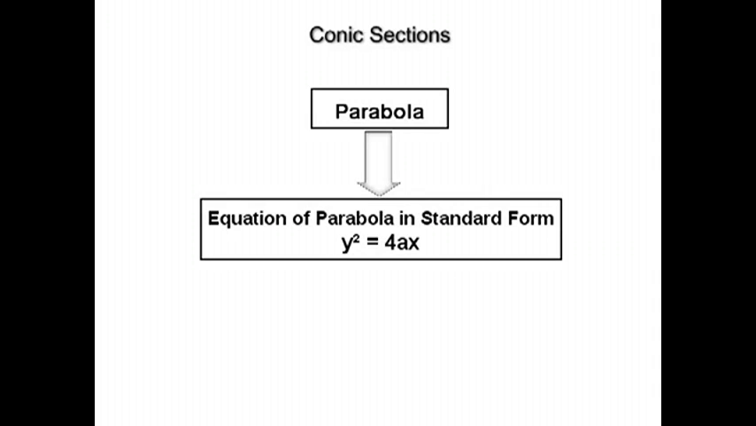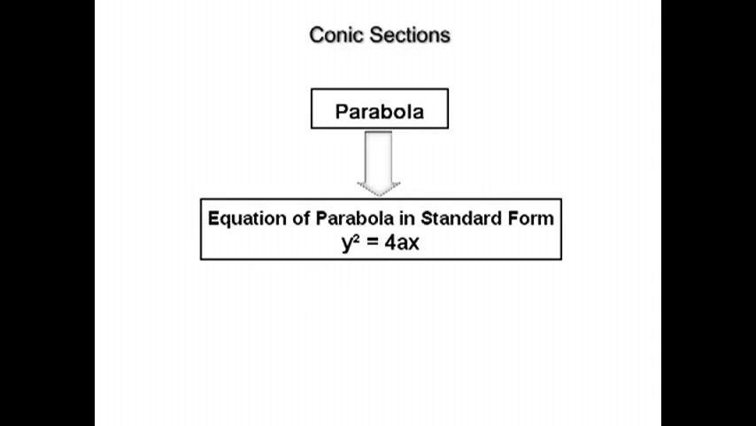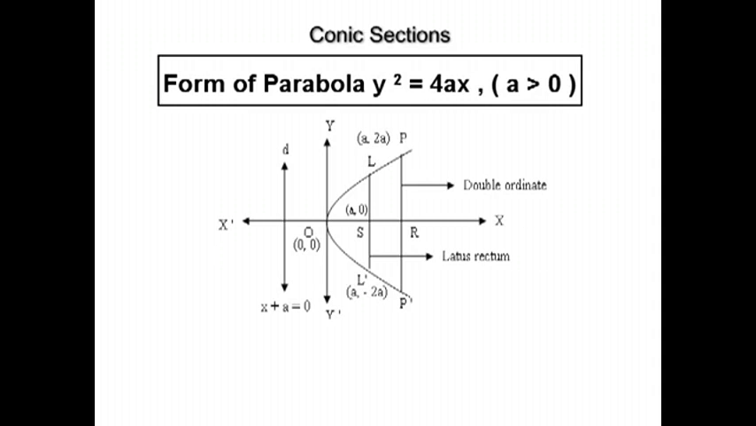An equation of a curve is said to be in standard form if the least number of arbitrary constants is involved. There are two types of constants. Constants like 3, 4, pi, whose values are fixed, are called fixed constants, and constants like a, b, c, whose values are not fixed, are called arbitrary constants. The form of the parabola is y squared equals 4ax, where a is greater than 0.